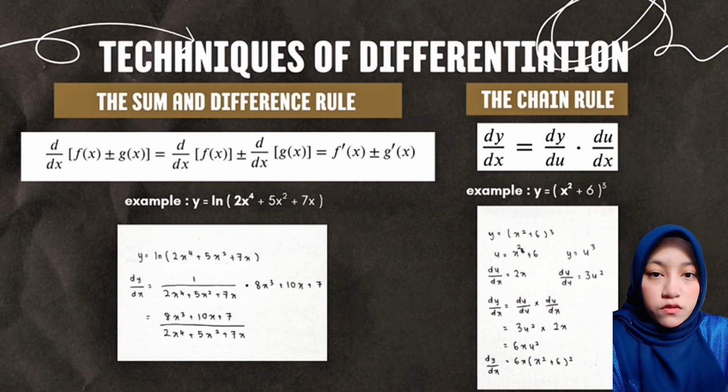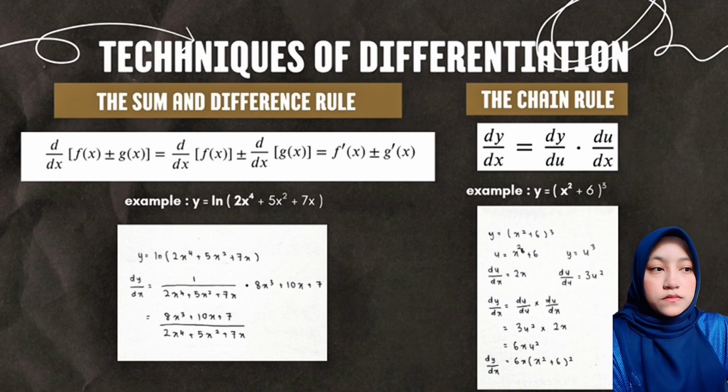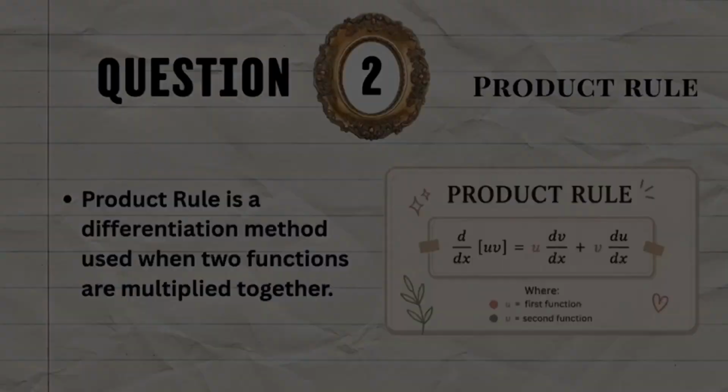Next, we go to the chain rule. The chain rule states a formula that dy over dx equal to dy over du multiplied by du over dx. So the chain rule is used to differentiate a composite function.